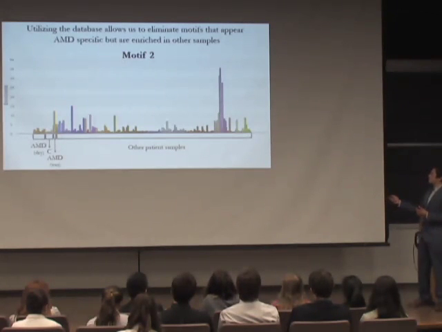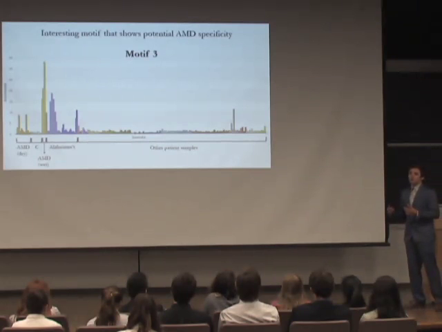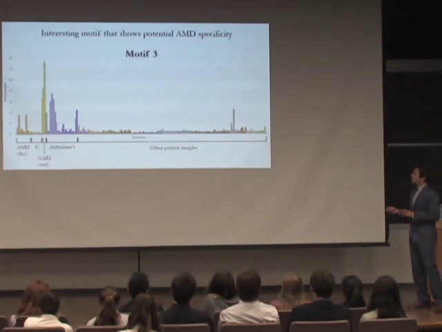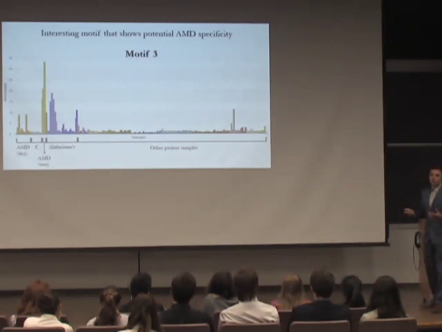And this is a motif that is more what we're looking for. The reason this is a very interesting motif is because it shows high AMD specificity, or relatively high AMD specificity, with low control enrichment. And then there's a much wider range of the population that is not showing a match for AMD.